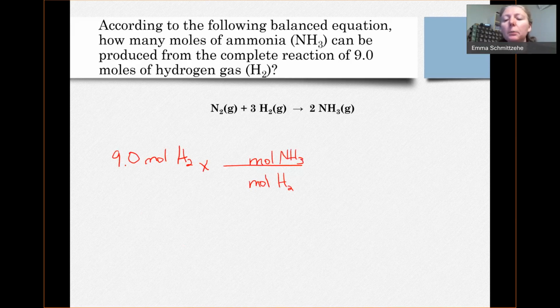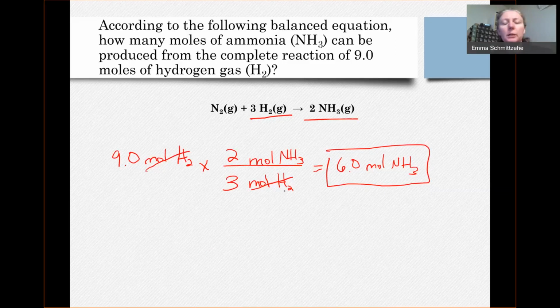And then I can fill in the numbers by looking at the reaction. So NH3 has a stoichiometric coefficient of 2, and H2 has a stoichiometric coefficient of 3. Okay, so if you go through and calculate that, the moles of H2 are going to cancel. You're going to have 9 times 2, which is 18, divided by 3, which is 6, and it should be rounded to 2 sig figs, so it's 6.0 moles of NH3 is how much product I would get.